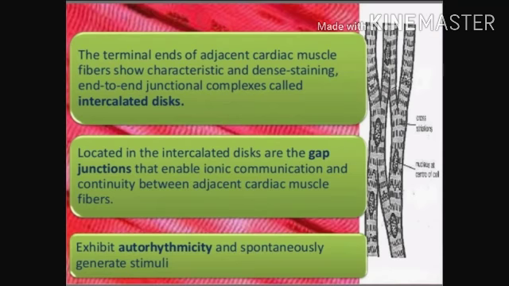Okay. After that, the terminal ends of adjacent cardiac muscle fibers show characteristic, densely staining end-to-end junctional complexes. These are called intercalated discs. Located in the intercalated discs are gap junctions that enable ionic communication and continuity between adjacent cardiac muscle fibers. These exhibit autorhythmicity and spontaneously generate stimuli.